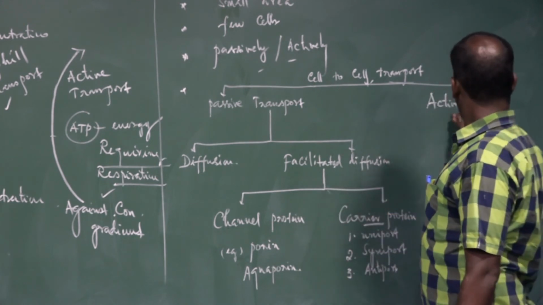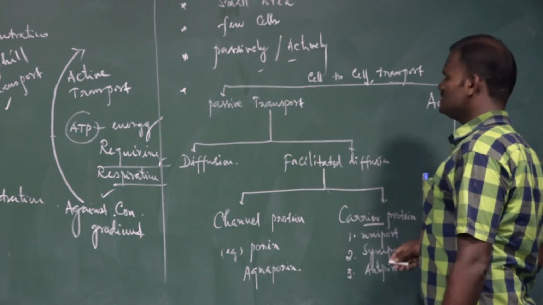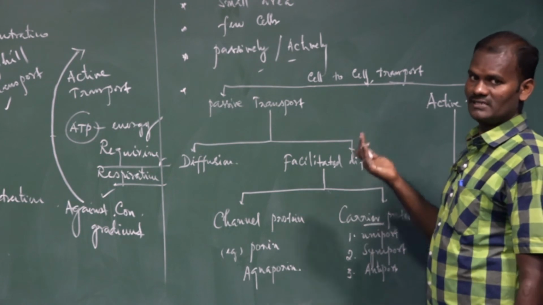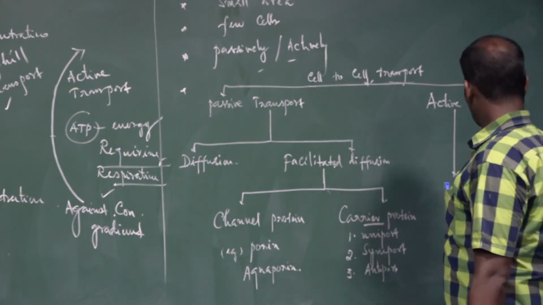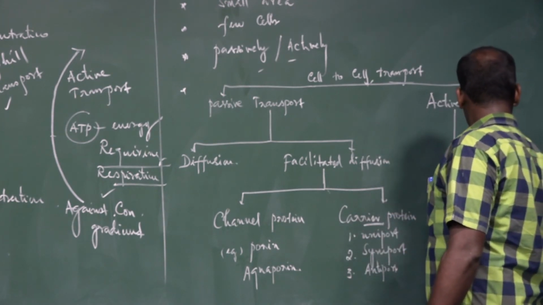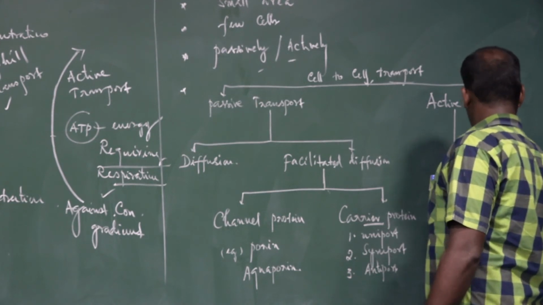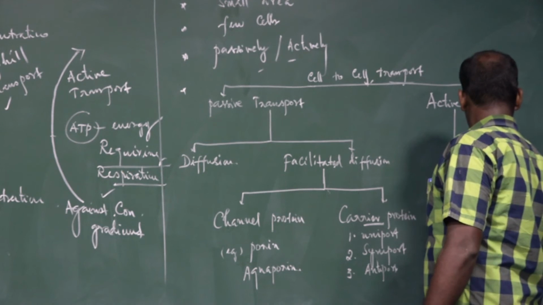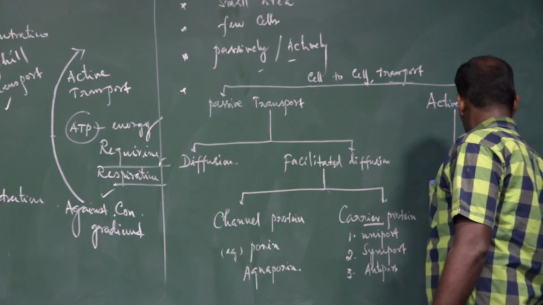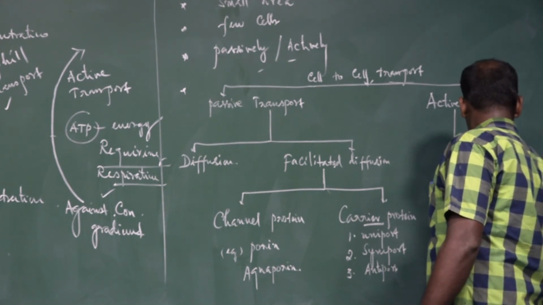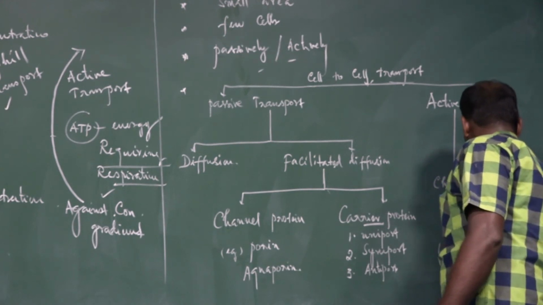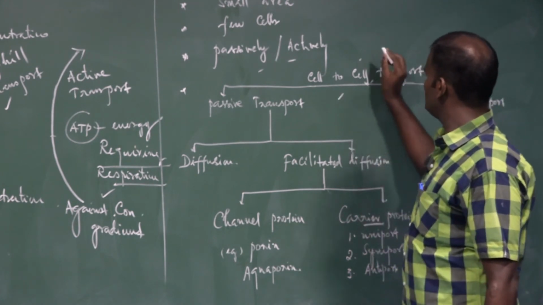We will explain one by one. In active transport, energy expenditure is required. It is also translocation of food or molecules from a region of low concentration to higher concentration through these two types of proteins, channel protein and carrier protein, along with pump actions. Pump action is nothing but sodium and potassium pump actions. So these are the types of cell to cell transport.